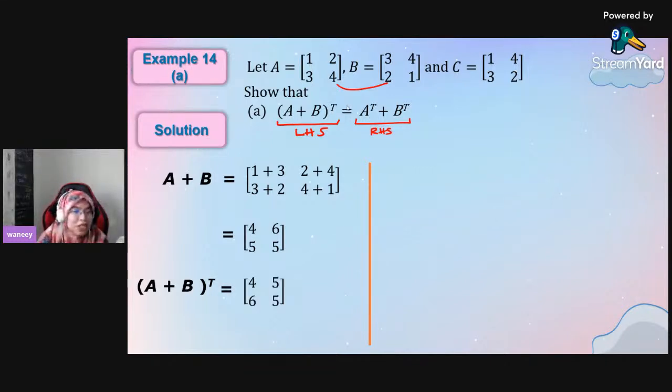So it will be much easier if you write them down by rows. So, go row by row, then write. And then we're going to do A transpose plus B transpose.